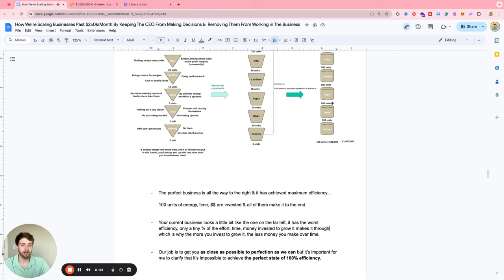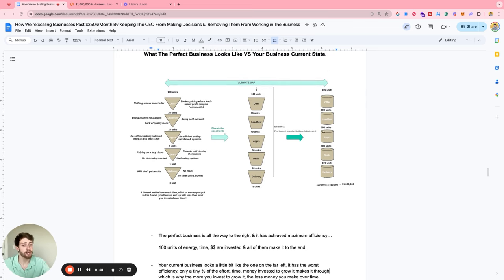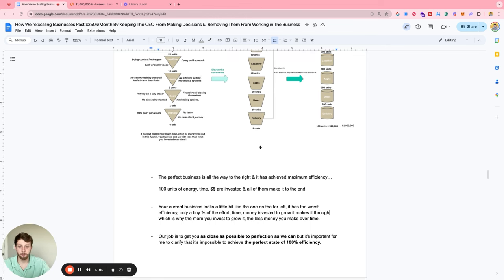But just to clarify, it's impossible to achieve the perfect state of 100% efficiency. To have 100 people see your offer and 100 clients get delivered, that's unrealistic, okay? So we actually want to shoot for something more right here, where we elevate your current constraints and get to these types of numbers, okay?